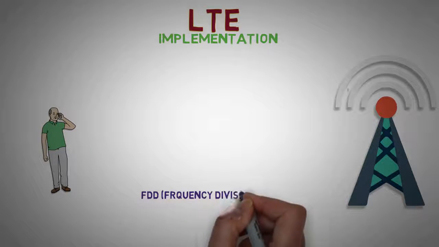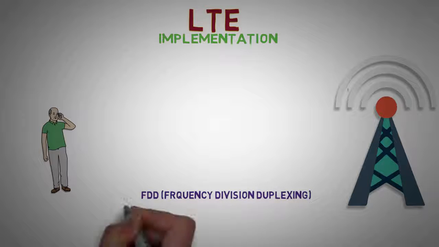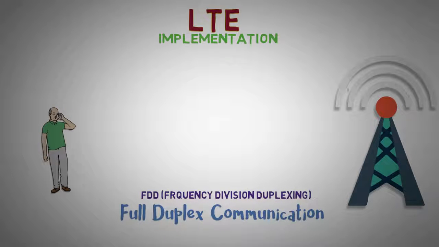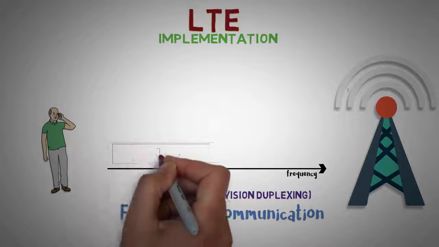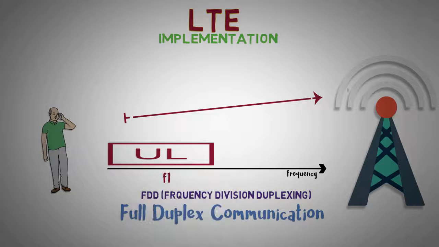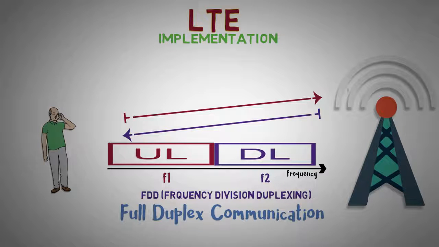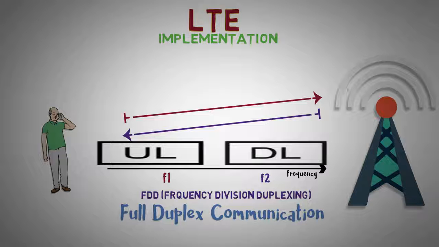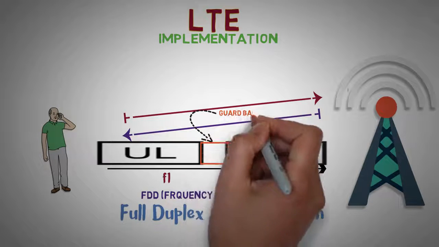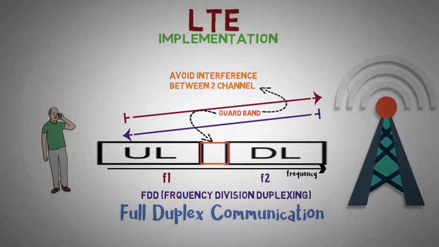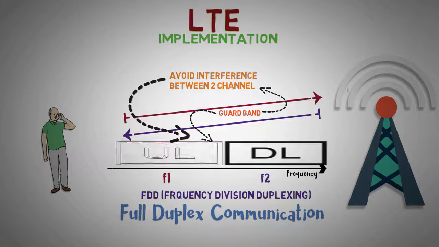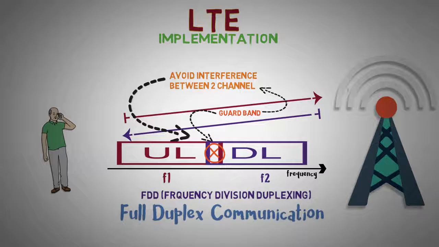Frequency division duplexing, FDD, is a method for establishing a full duplex communications link that uses two different radio carrier frequencies for transmitting uplink and receiving downlink. Both the channels are separated by a defined offset frequency, which is also known as guard band. The main purpose of selecting a guard band is to stop the interference between uplink channel and downlink channel.